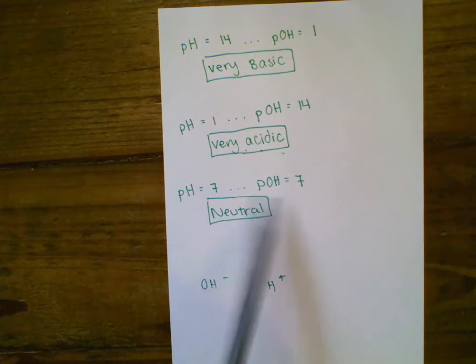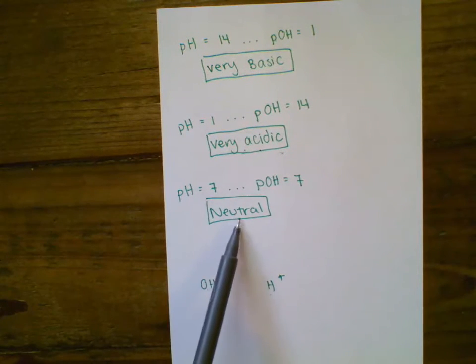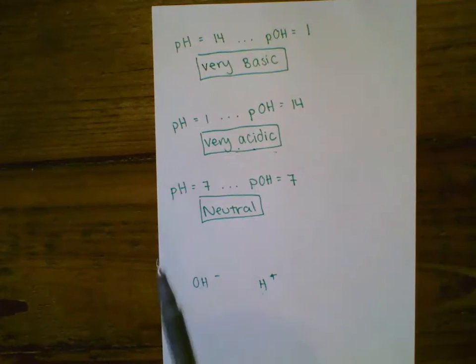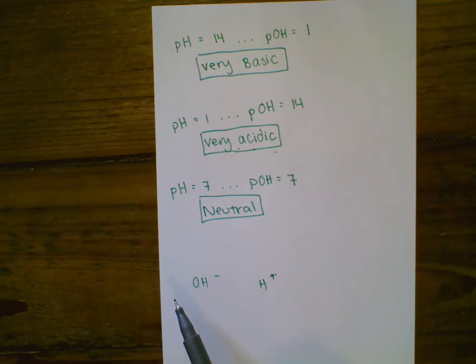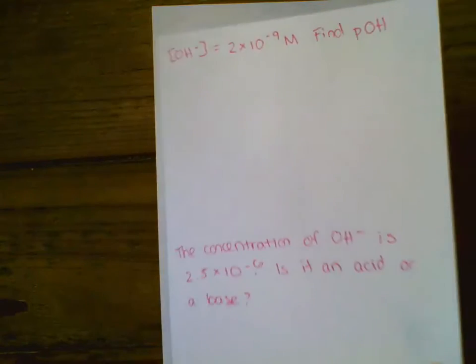For both of them, 7 is still our magic number. 7 is neutral, means that there's an equal amount of H plus and OH minus. So it's not either acidic or basic. Okay? So let's look at some calculations for how we can figure out our pOH. If you caught on to the pH calculations yesterday, you will be just fine with these. They're essentially the exact same thing.